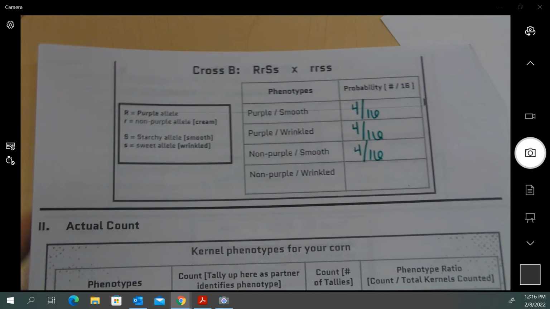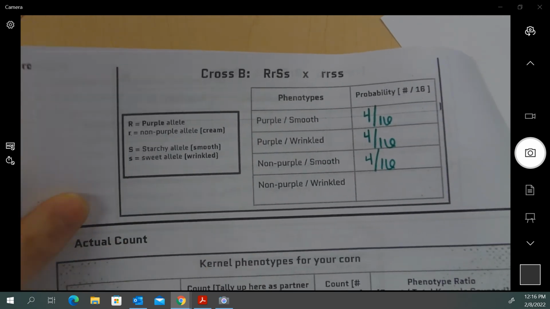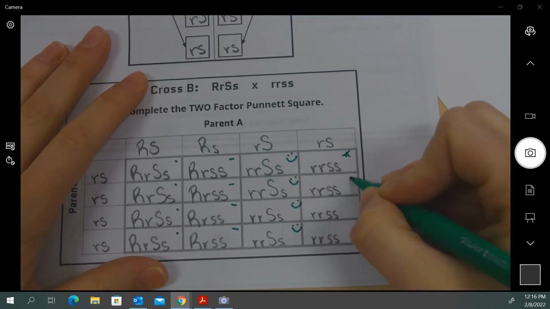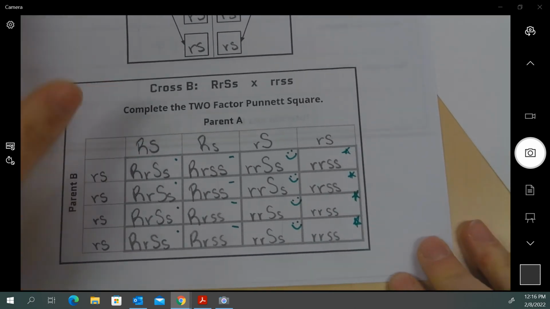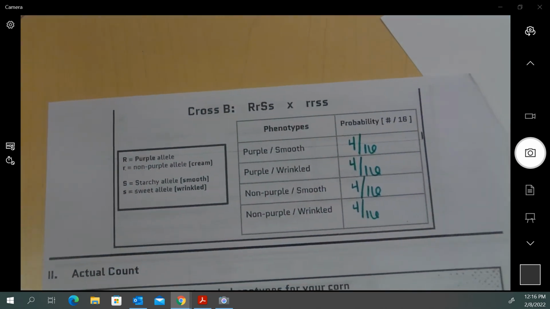My last one I'm going to look at is non-purple and wrinkled. So that is going to be lowercase r's and lowercase s's. Looking at my sheet, I've got my lowercase r's and my lowercase s's in this column, 4 of them. So I'm going to account for 4 out of 16 on my chart.